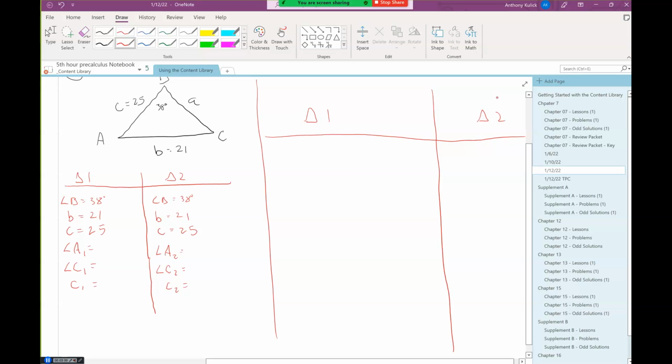Okay, so I'm going to start by using the law of sines. Since I know both angle B and side B, I'm going to start by saying sine of B over B equals, and then the other piece I know is side C, so I'm going to be finding sine of C1 over 25. I guess I could make that a little bit neater.